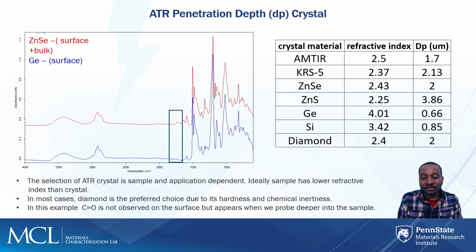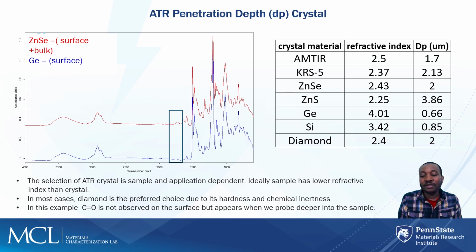And based on the equation that I described earlier, we can calculate what the penetration depth would be for a model sample. In this case, the polymer, which has got a nominal refractive index of 1.5 and at a specific incident angle, and see what that penetration depth would be. And what you'll notice here is that the penetration depth when you've got a material like diamond, which has a refractive index of 2.4, is about 2 microns into your sample. And if we change the crystal refractive index to 4.0, in other words, change the crystal to germanium, the penetration depth now drops to about 660 nanometers.